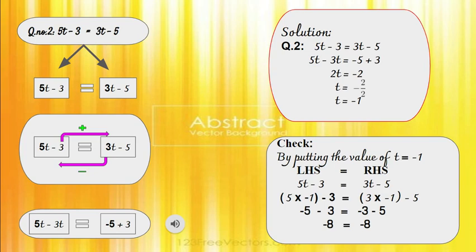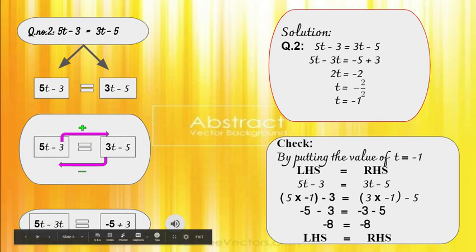The same way on the right side, 3 into minus 1, that is minus 3, then minus 5. Here also both are negative integers, add them together and put a minus sign. So 3 plus 5, 8. The sign is minus. So we got the same answer on both sides, isn't it? So LHS is equal to RHS. We proved it. So our answer is correct.